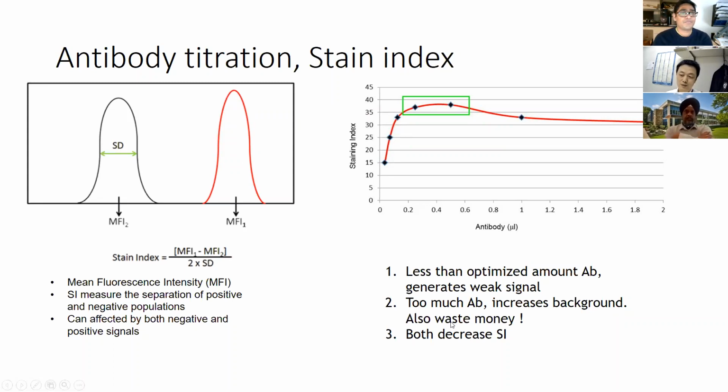If you add too much antibody, of course, you will also spend too much money on antibody. We don't want that to happen. So too little or too much, both decrease the stain index. So you want to optimize the stain index, the volume.